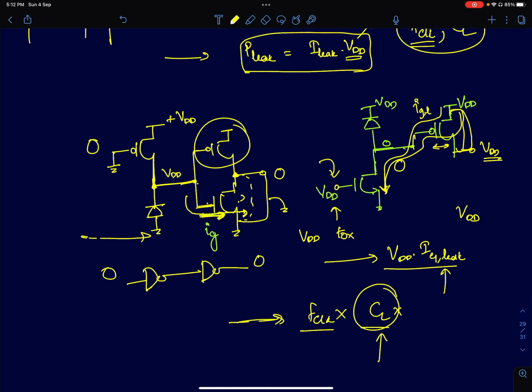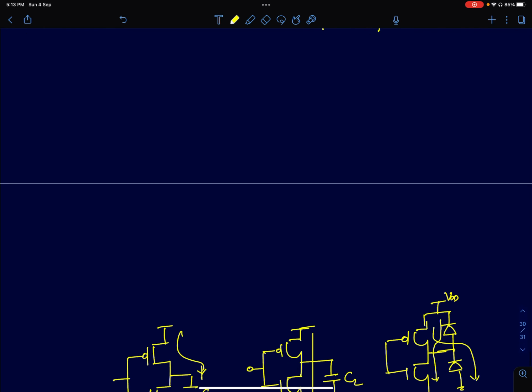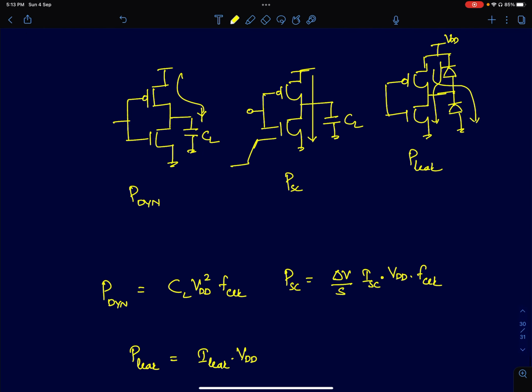And it doesn't depend upon the clock frequency. It only depends upon temperature, and also the doping concentrations for a diode leakage. In case of gate leakage, it depends upon the voltage as well. It has an exponential dependence on the supply. So that completes our discussion on the different sources of dissipation in a CMOS inverter.